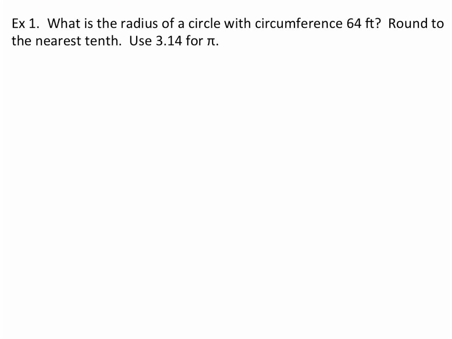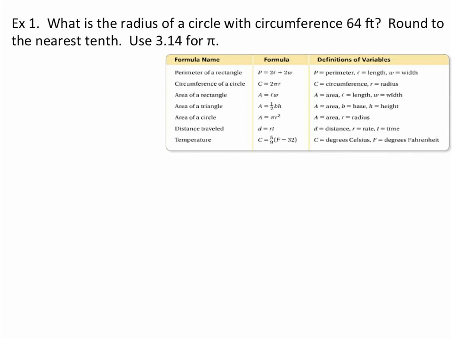Okay, so what do I want us to do with it? Find the radius of the circle with circumference 64, round to the nearest tenth, and then they tell me to use 3.14 for the pi number. So if I look at my formulas here, I'm looking for the radius of the circle with circumference 64. So I look for my circle formulas. There's one here, and there's one here. And then they want me to deal with circumference. So it looks to me like I'm going to use this formula right here.